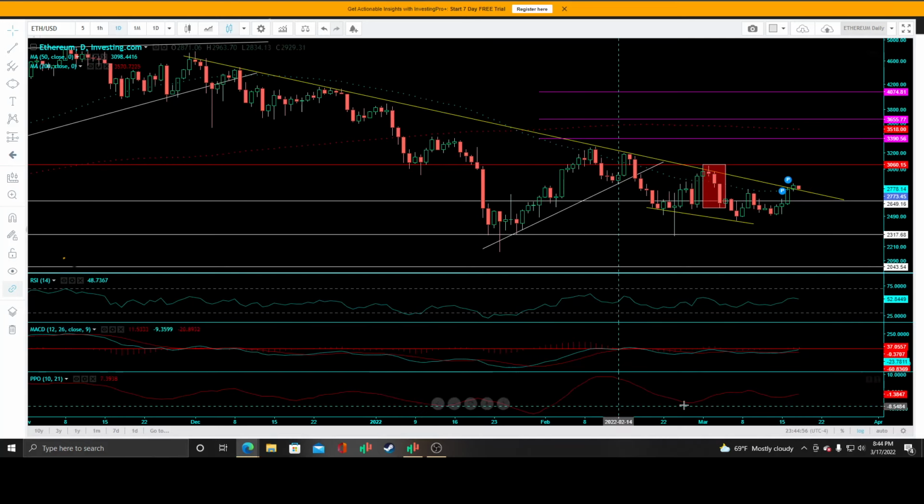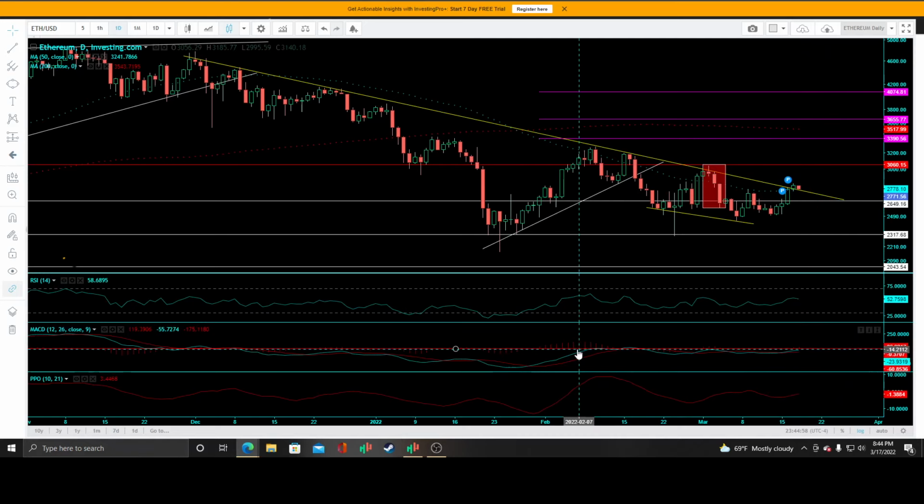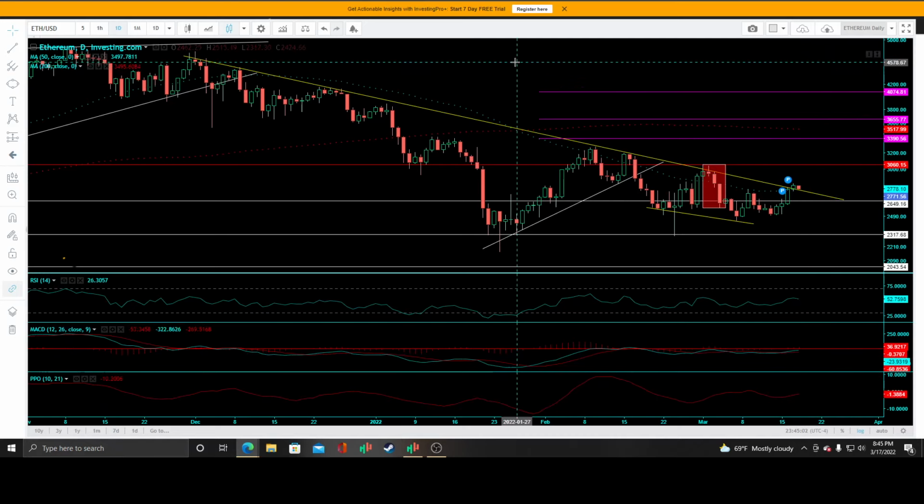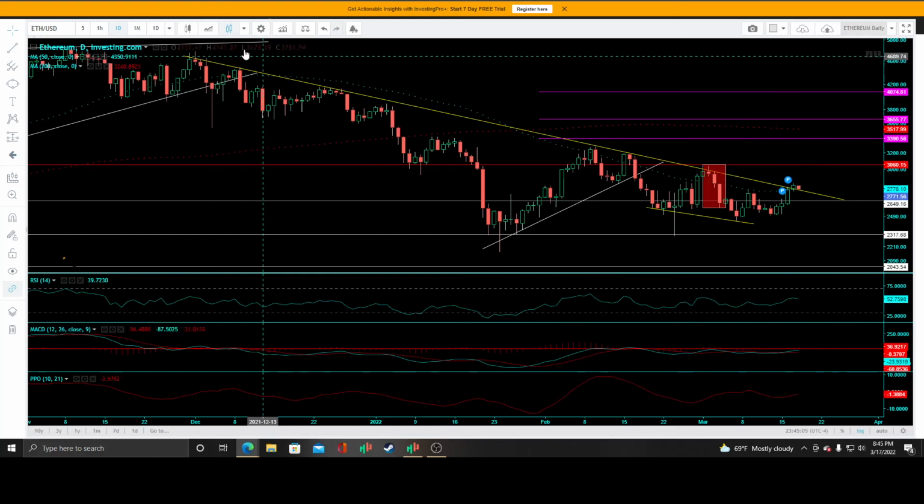As far as the MACD, we are right at zero line resistance as well. Same with the PPO, a little bit above it, around that near area. But this is Ethereum's inflection point.